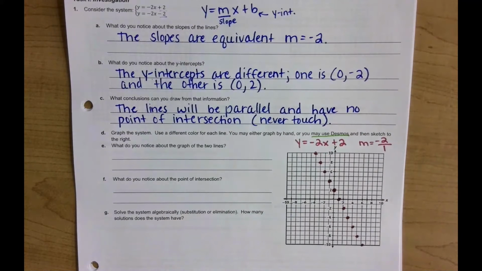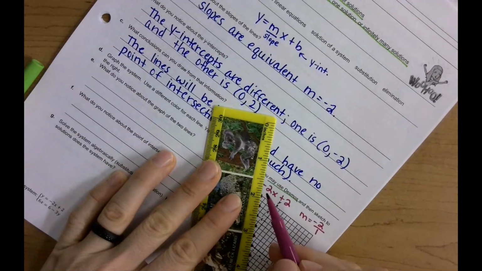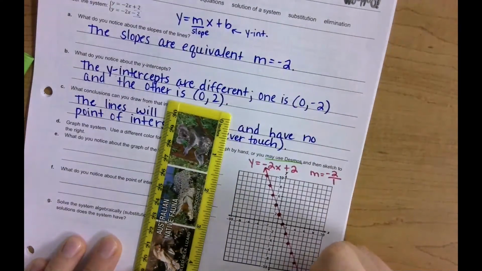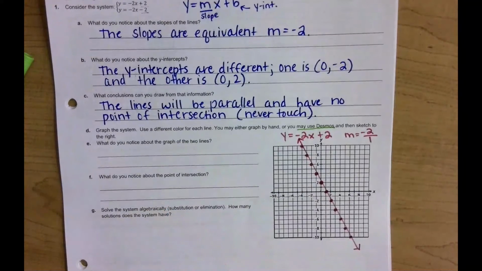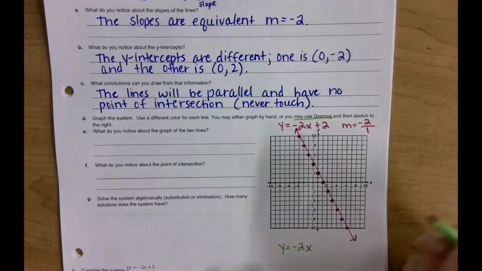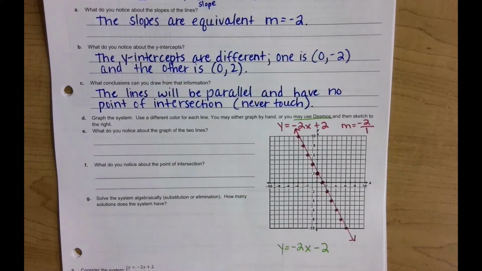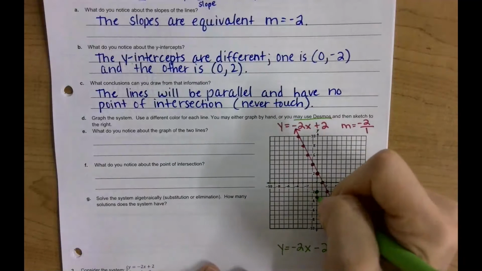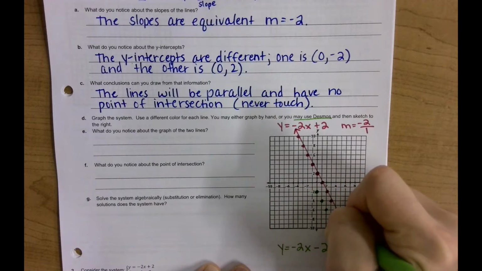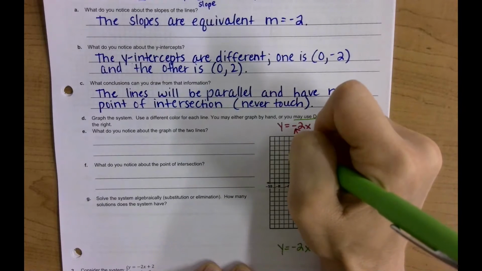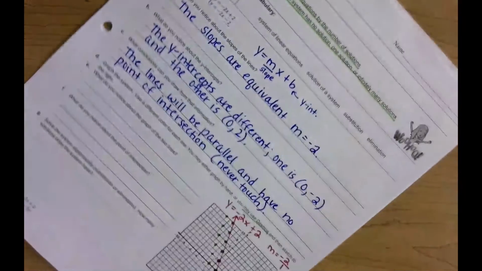All right, always use your ruler to connect your points on a graph. So grab your ruler if you haven't. And then connect our points. All right, that is my line for y equals negative 2x plus 2. Now I'm going to do in green y equals negative 2x minus 2. So now I'm starting at the y-intercept of (0, negative 2), and then same slope. Down 2, right 1, down 2, right 1. And then opposite direction, up 2, left 1. All right, connect the points.